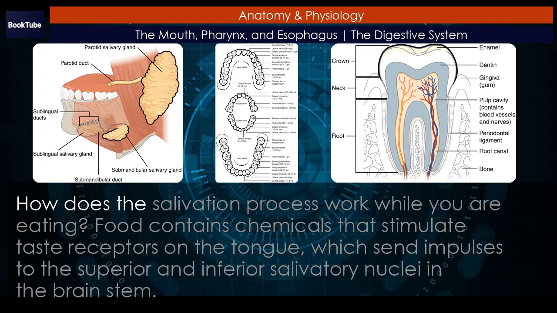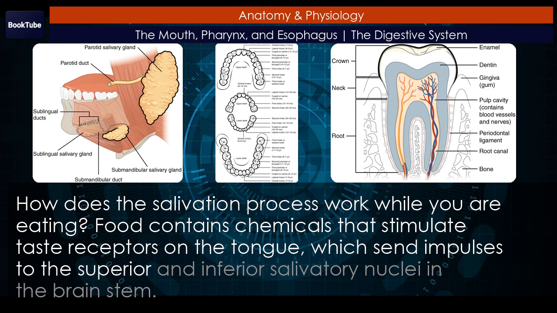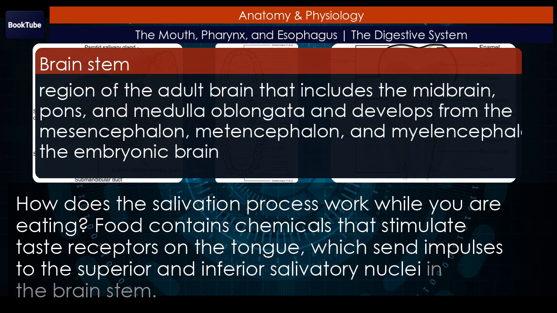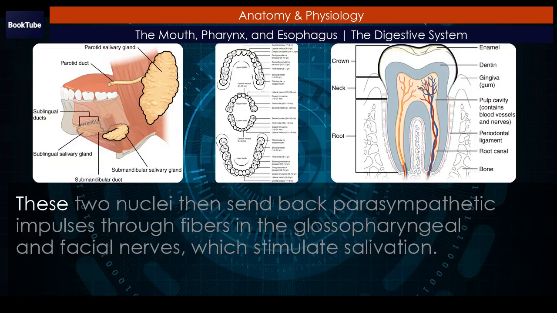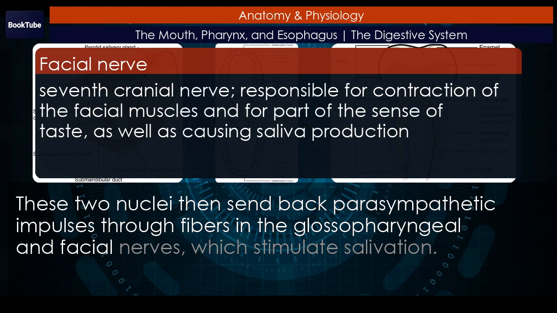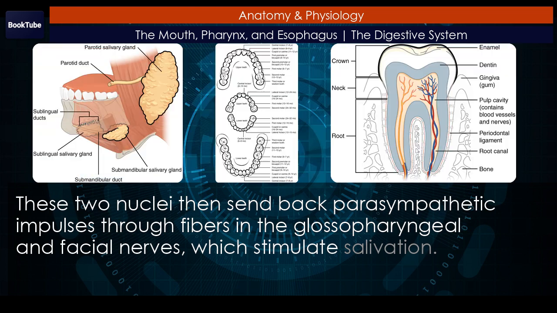How does the salivation process work while you are eating? Food contains chemicals that stimulate taste receptors on the tongue, which send impulses to the superior and inferior salivatory nuclei in the brainstem. These two nuclei then send back parasympathetic impulses through fibers in the glossopharyngeal and facial nerves, which stimulate salivation.